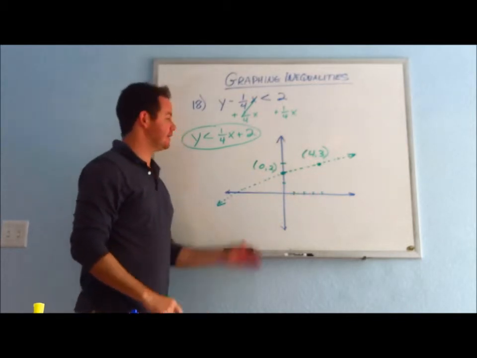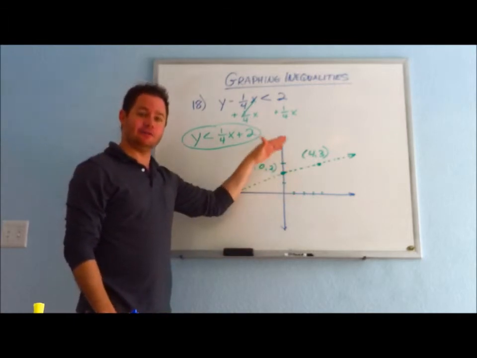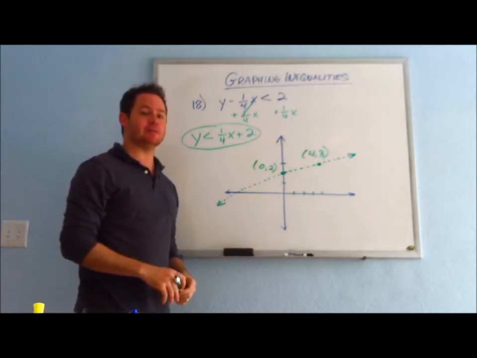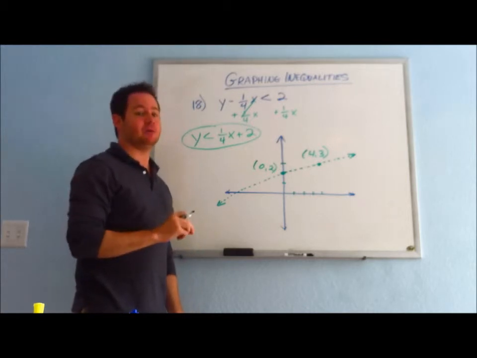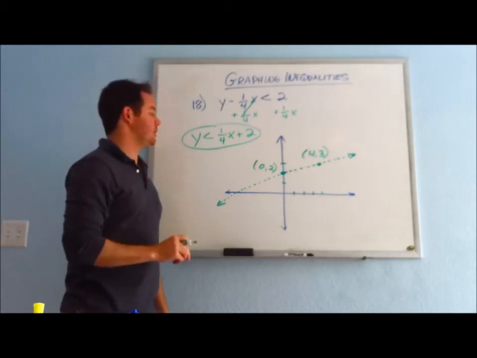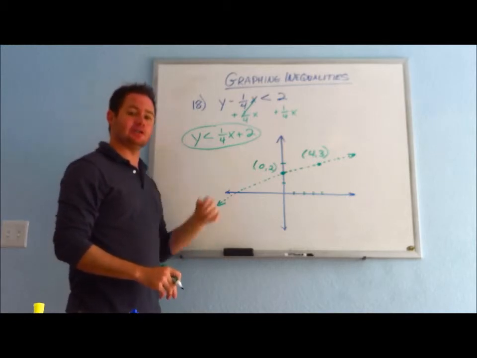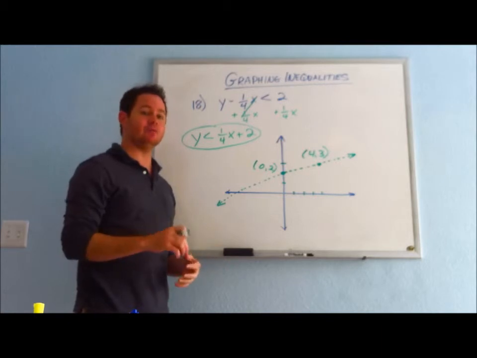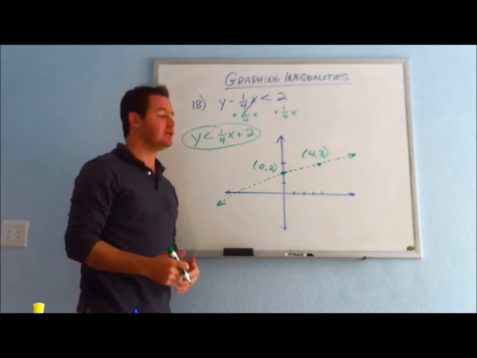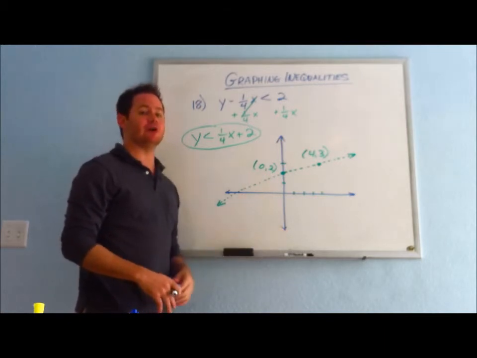Now we have to decide which side of our line to fill in for our solution set. So there are 2 ways to do this. You can always pick a point and plug in the coordinates of that point into the equation to see if it holds true. And if it does, then you know that that point would be included in your solution set, and you should fill in that part of your graph.